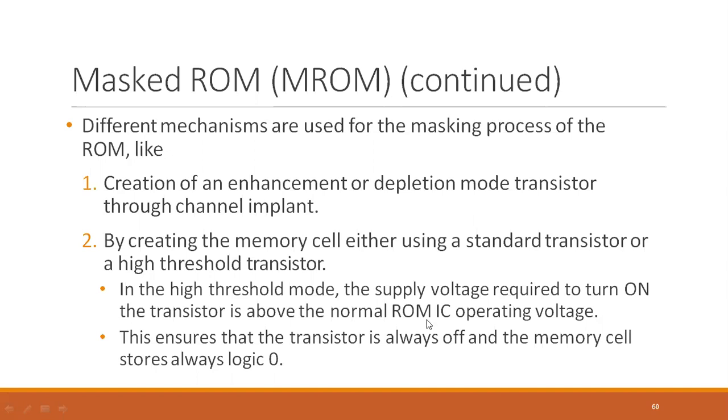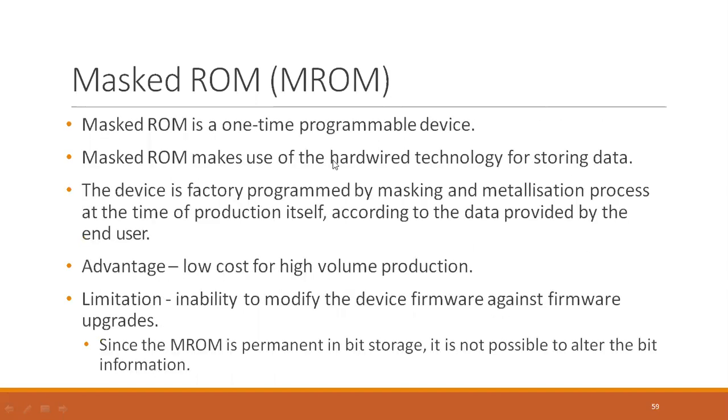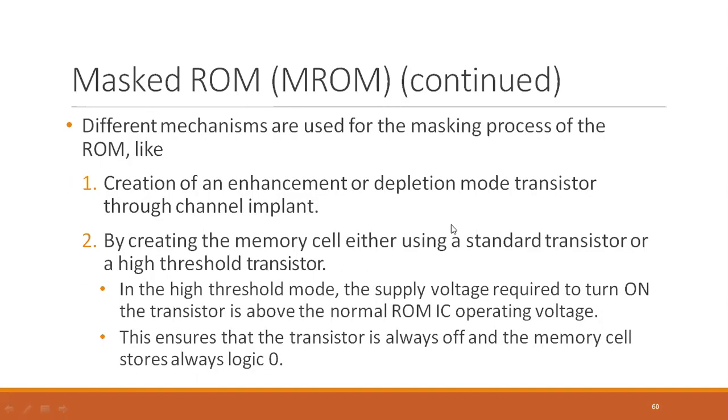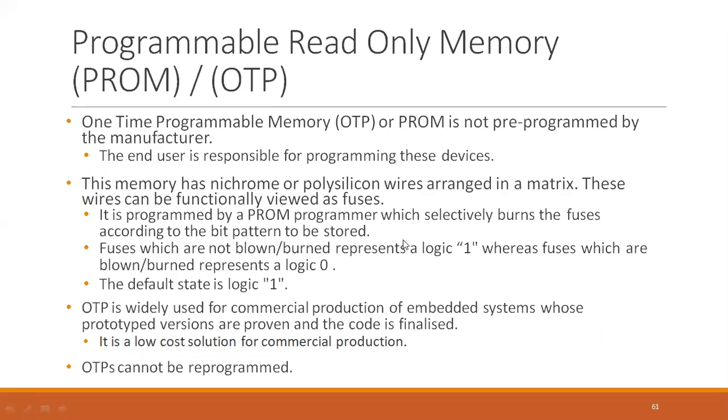So that is how we can use the mask ROM. Mask ROM is nothing but a one-time programmable device. Once the bit has been written, it will not be altered or changed. That is what we have for today's class. In the next class, we'll continue with the PROMs, that is, programmable read-only memory.